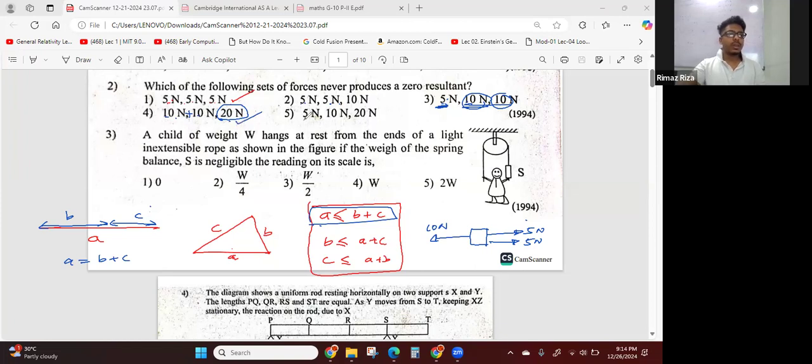Now here if you take this 5, 5 is less than 10 plus 20. So 5 is less than 30. Okay. And if you take 10, 10 is less than 25. That is okay. But if you take 20, it is not less than 5 plus 10, 15. It is not less than 15. Therefore, this one cannot produce a zero result. Okay. Did you all understand? If there's any question, please let me know.